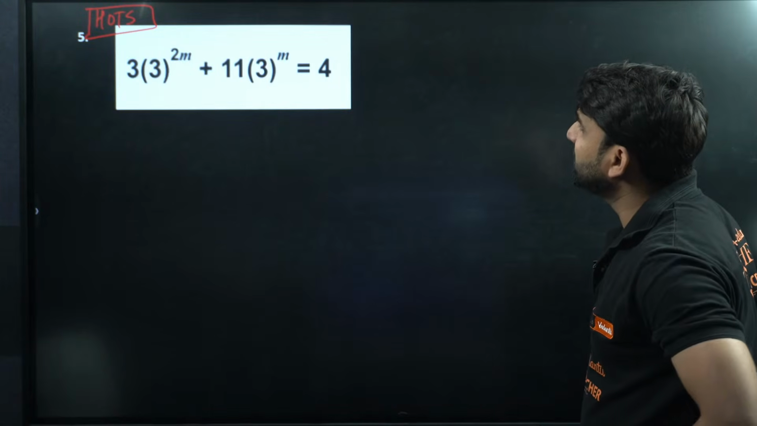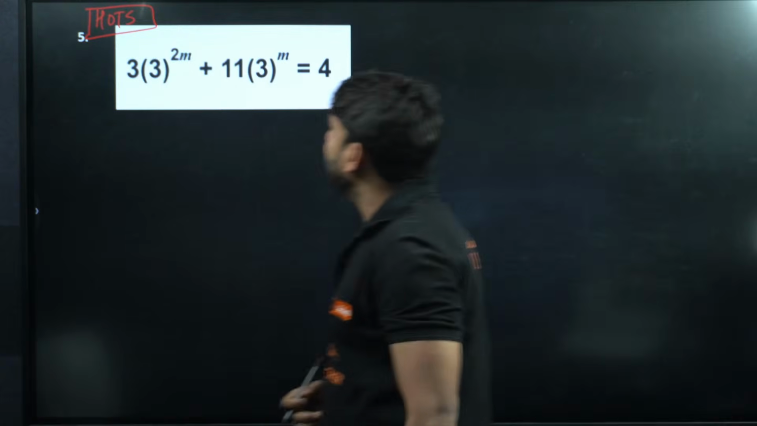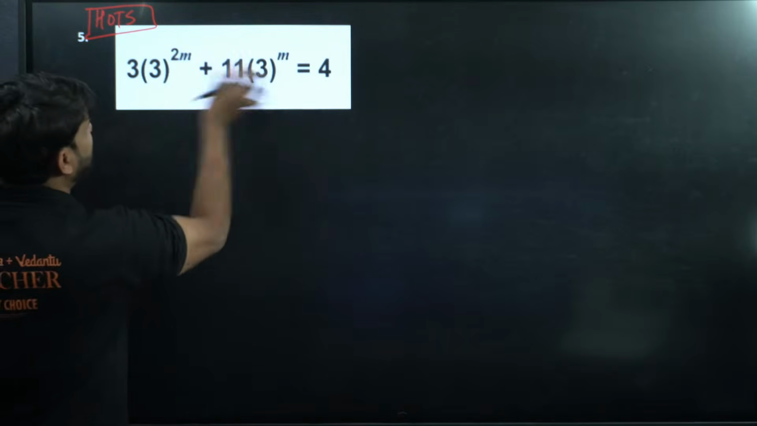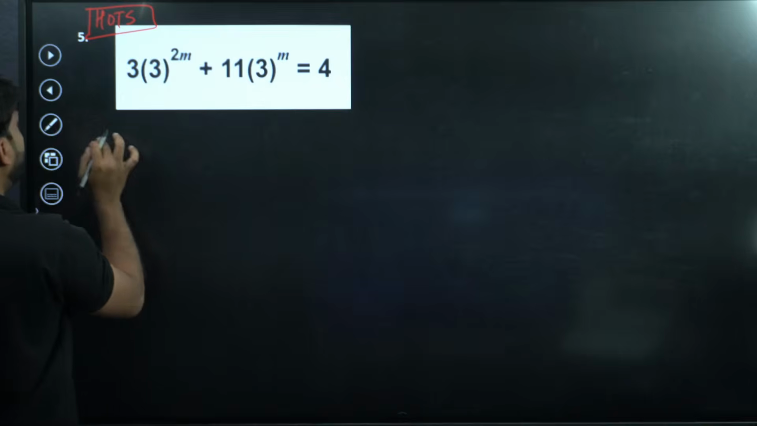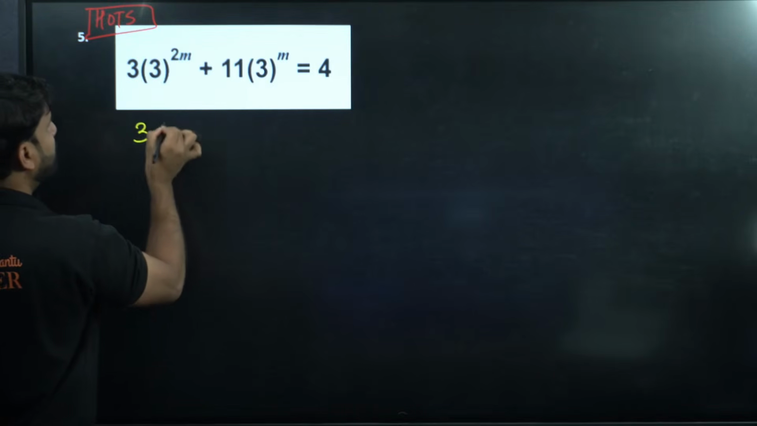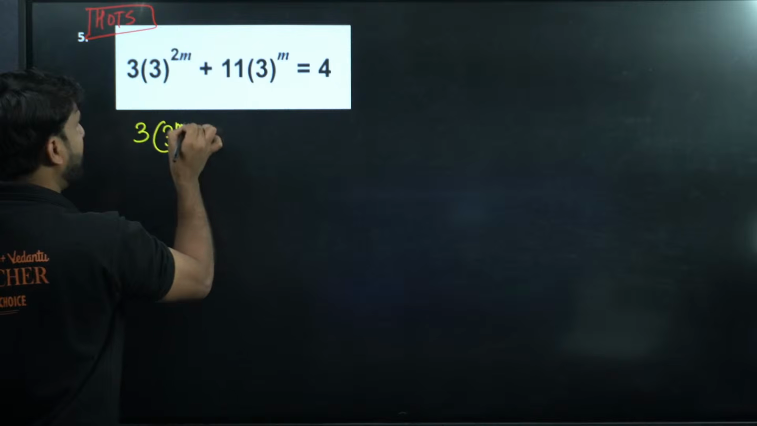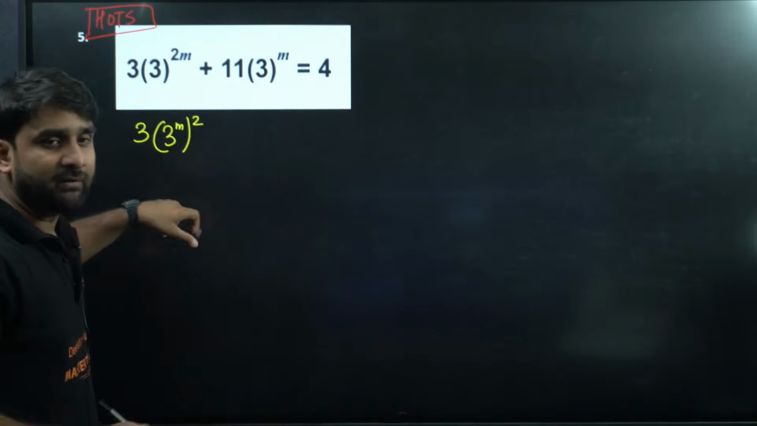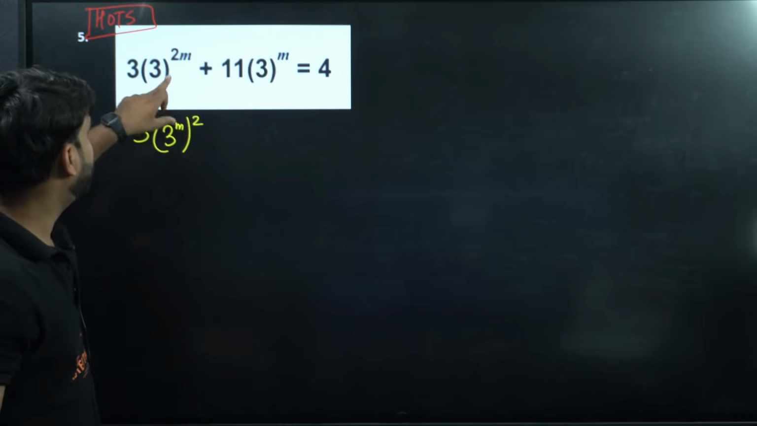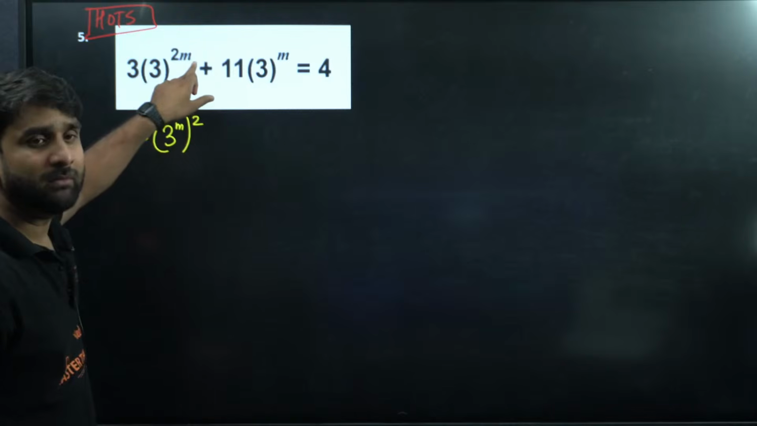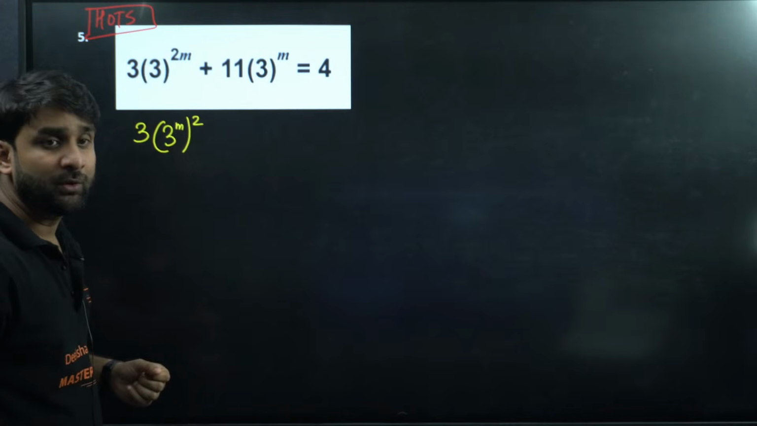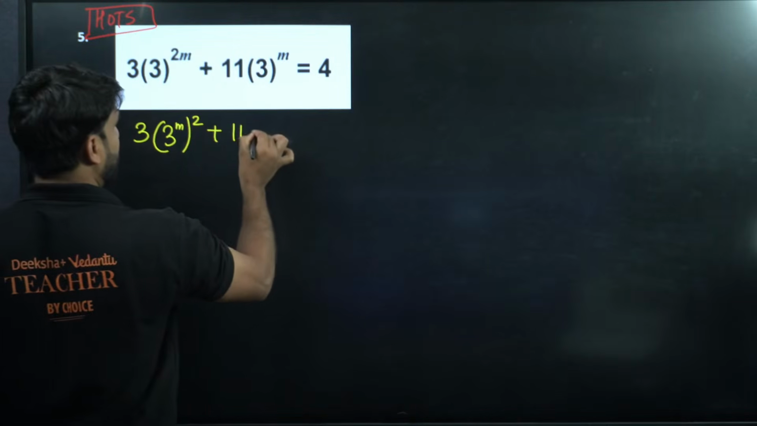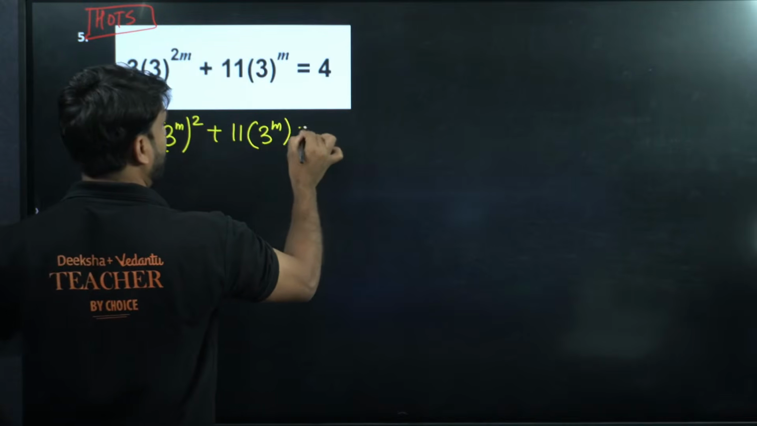So basically the question is 3 into 3 to power 2m, okay, plus 11 into 3 to power m is equal to 4. Looks like 3 to power m is also present here. So can we modify this equation like 3 into (3 to power m) whole square? Because once you take a power and one more power, the powers get multiplied. So the whole power of 3 is 2m. Why am I writing this? Because 3 to power m is also present here, in 11 times 3 to power m equals 4.